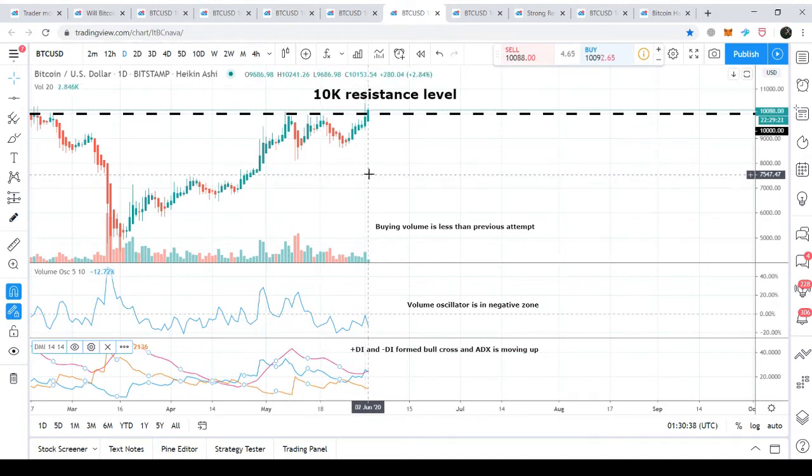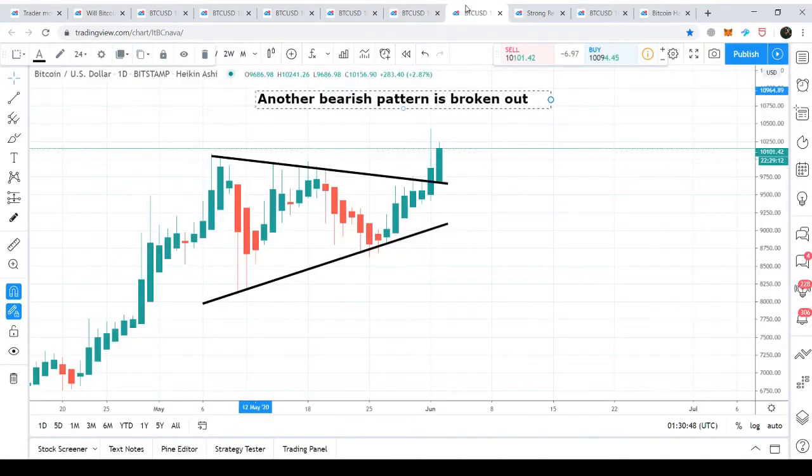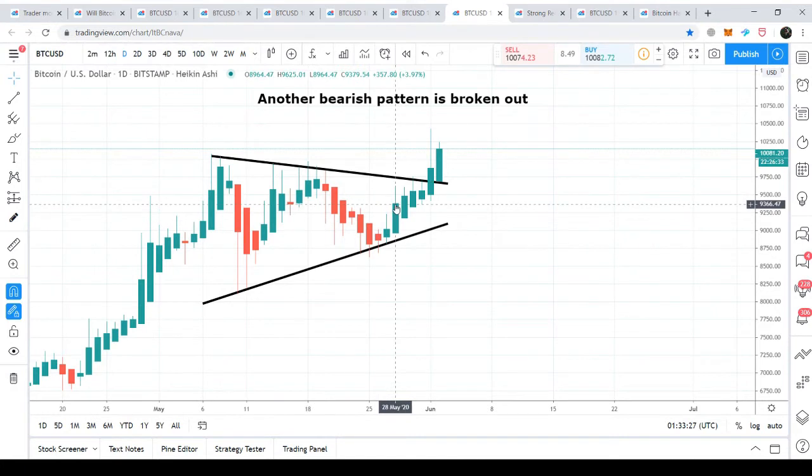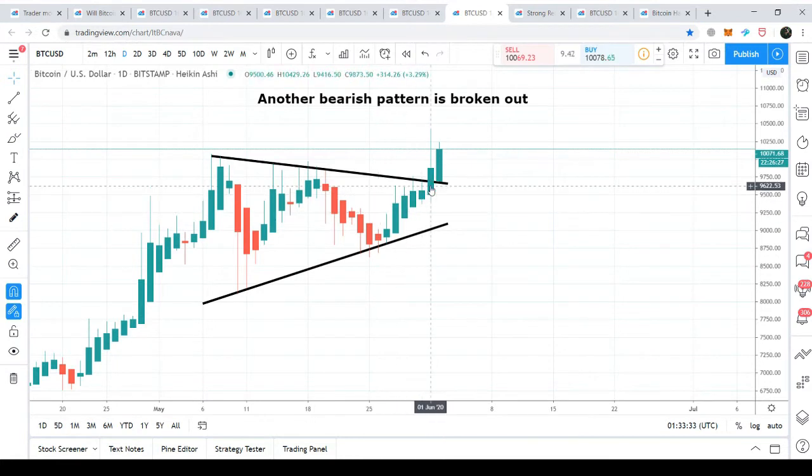And at this time, if the ADX moves up, then it will definitely lead the price action towards $11,000. And if we watch this chart, the price action has formed a rising wedge, which is considered a bearish pattern among the trading community. But this time we can see that the price action is breaking out of this pattern. This is the second time that Bitcoin is breaking out of the bearish rising wedge pattern.